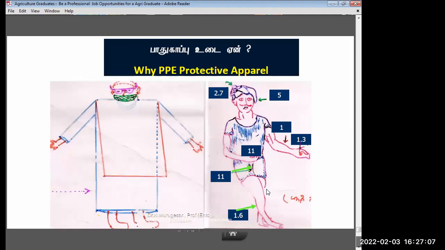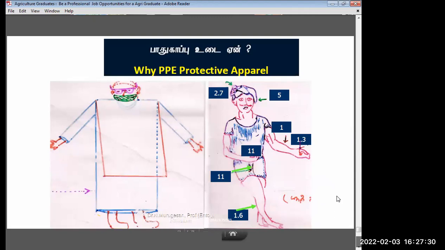It is by the sweat. The sweat goes deep into our inner wear, so the inner side contains more pesticide. This is a finding of Dr. Kuttalam. He is from Nagarkoil. He is our professor from earlier days, our senior. His PhD thesis was like this.